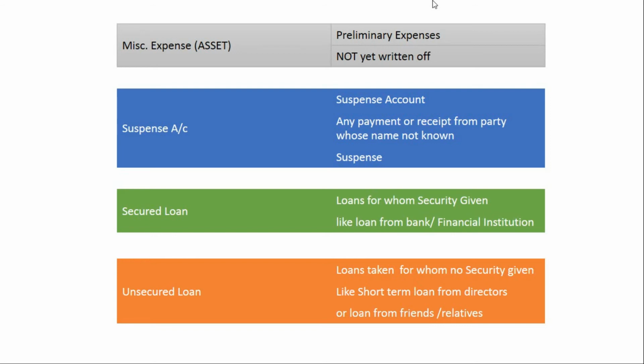This is under the asset side, that is preliminary expenses. Then we have suspense account, any payment or receipt from a party whose name is not known. Then secured loan and unsecured loan. A secured loan is basically a loan for which security is given, and an unsecured loan is a loan for which no security is given, like a short term loan. It can be short term loans, or a loan from friends or relatives.